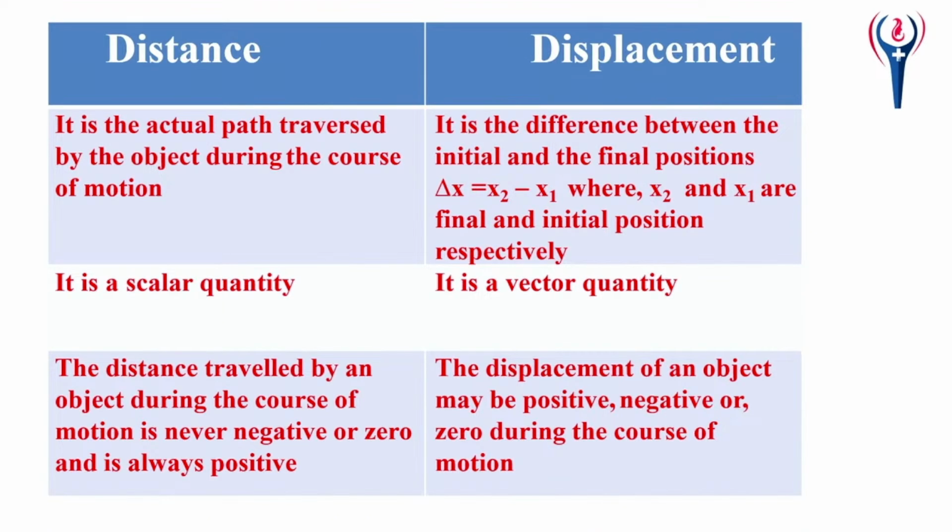Difference between distance and displacement. Distance is the actual path traversed by the object during the course of motion.